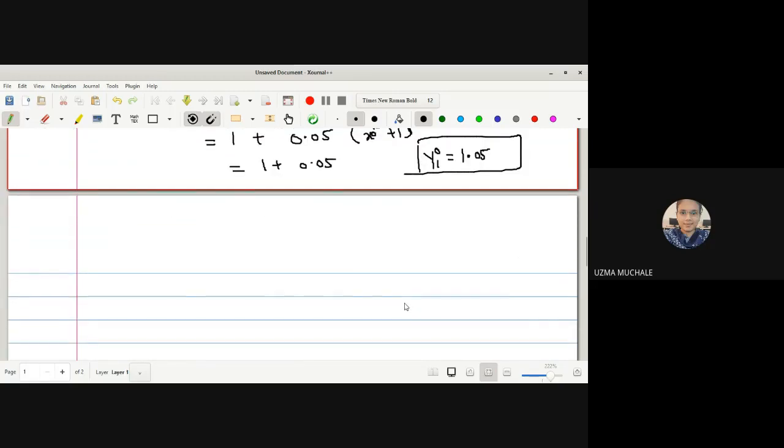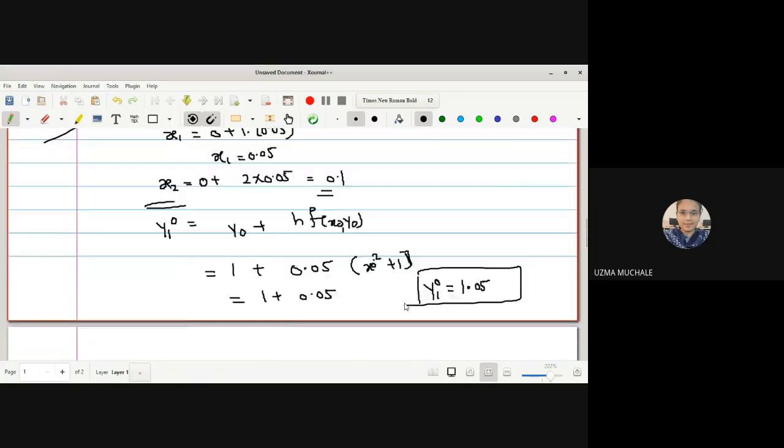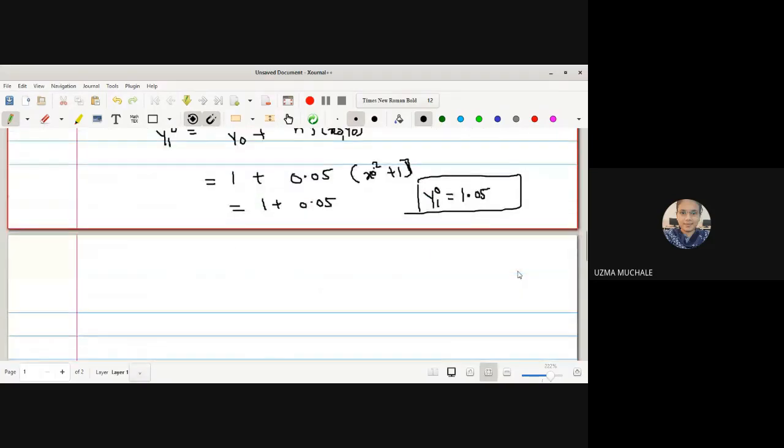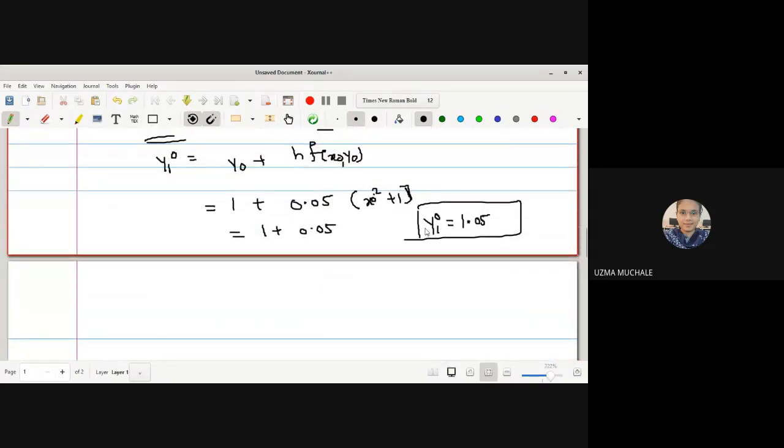Okay, are you getting this? Why are we finding y1 raised to 0 by using Euler's method? Because we don't have any option. You can see the formula y1 raised to n plus 1. For finding this, we should first find out y1 raised to n. To find y1 raised to n, we do not have any option, so we use Euler's formula, and with its help we get the value y1 raised to 0 is equal to 1.05.